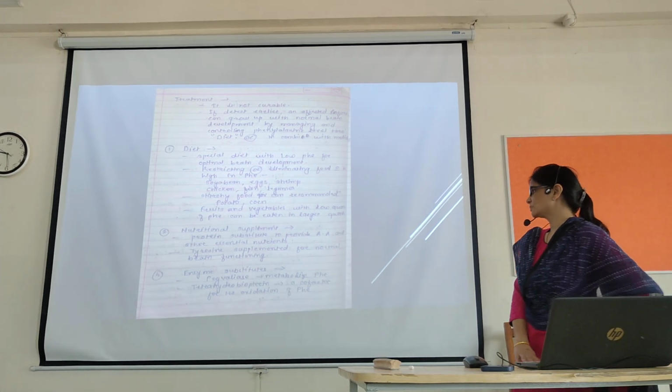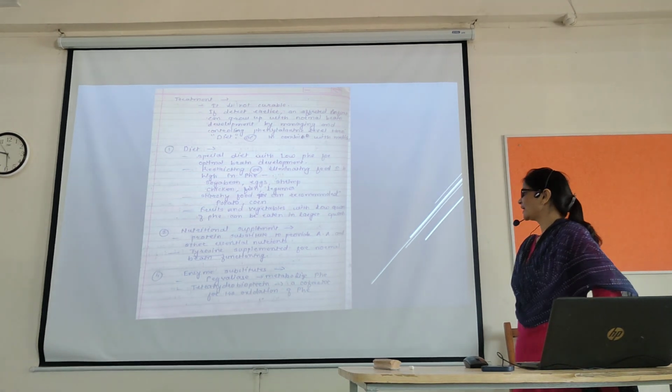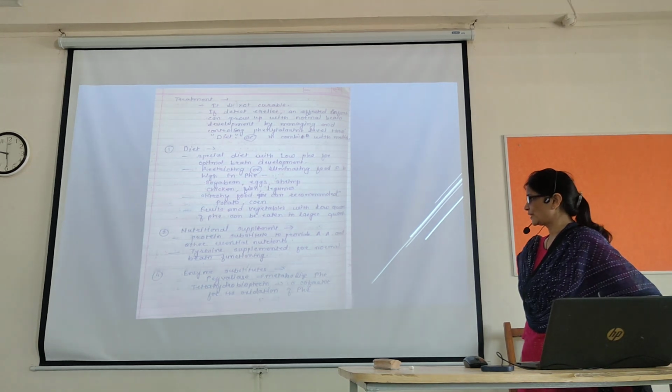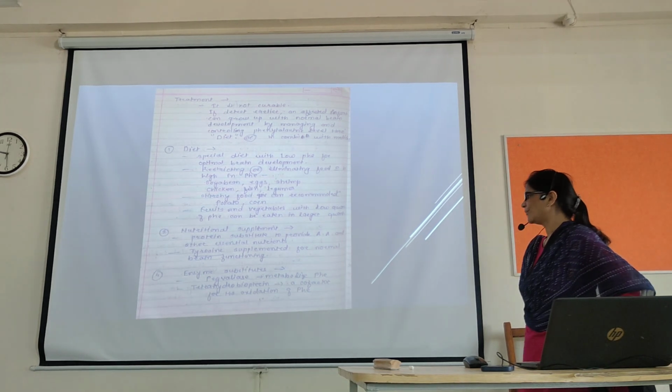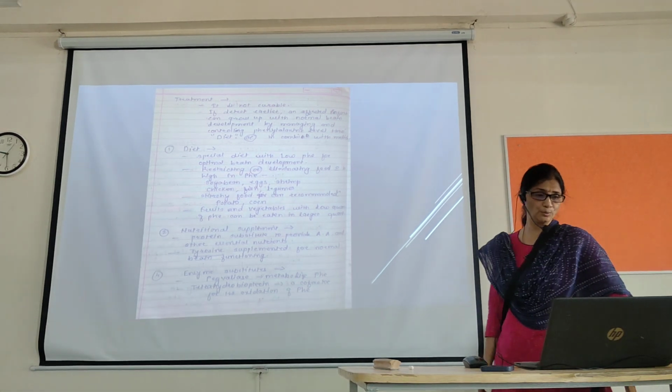Then enzyme substitutes are there, that is a biochemical enzyme that metabolizes the phenylalanine amino acid, and tetrahydrobiopterin, which is a cofactor for the oxidation of this amino acid.